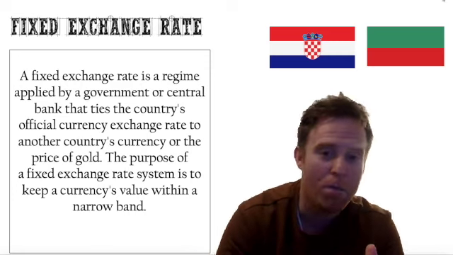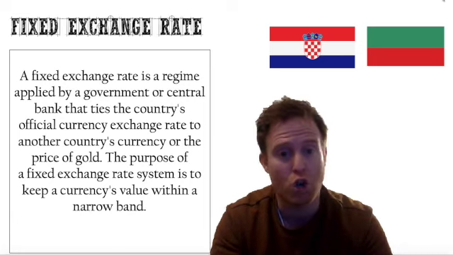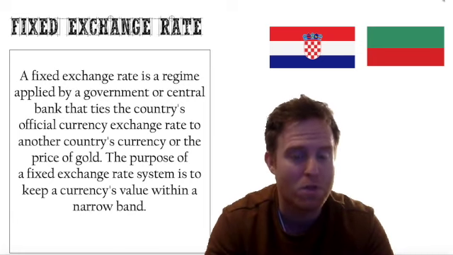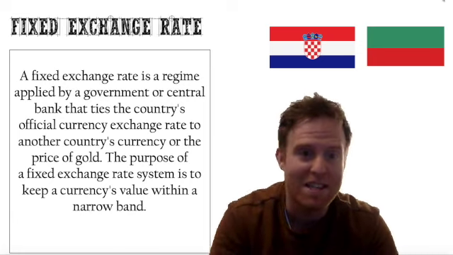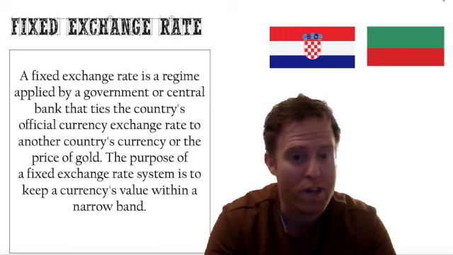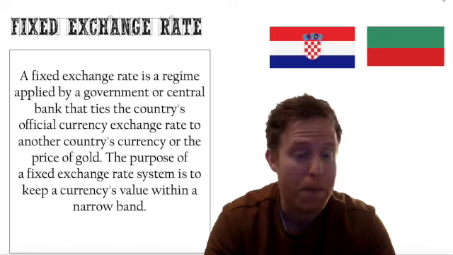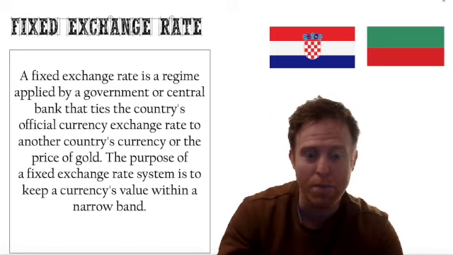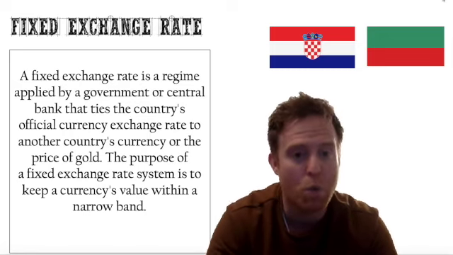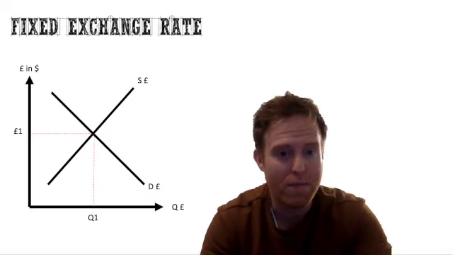Now, within this video, we'll look at benefits, we'll look at drawbacks, but we'll also look at examples. Behind me, as you can see, you've got two flags: a flag of Bulgaria and a flag of Croatia. They currently peg their exchange rate to the euro. Again, within this video, we'll look at the reasons why. But to begin with, let's have a look at the diagram.